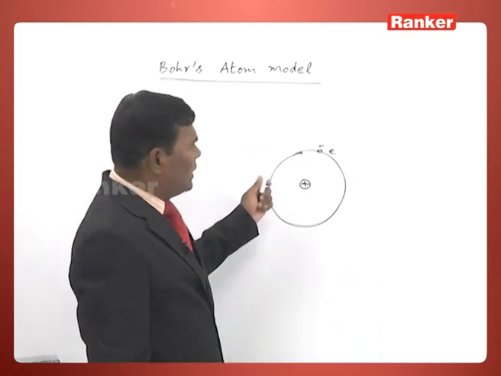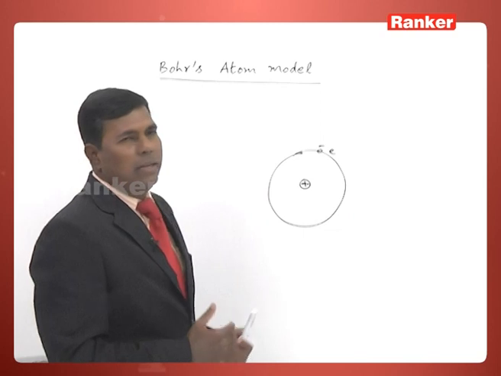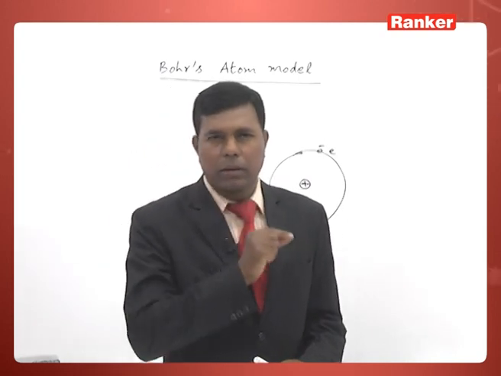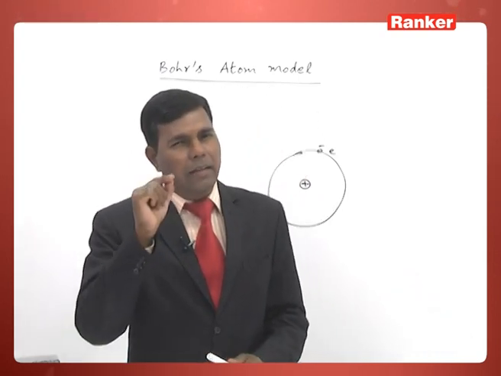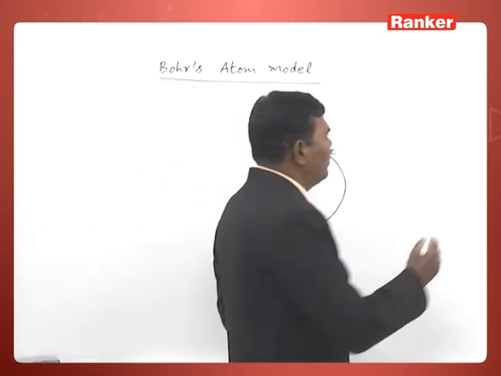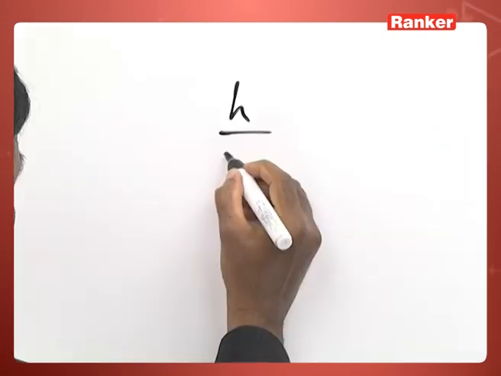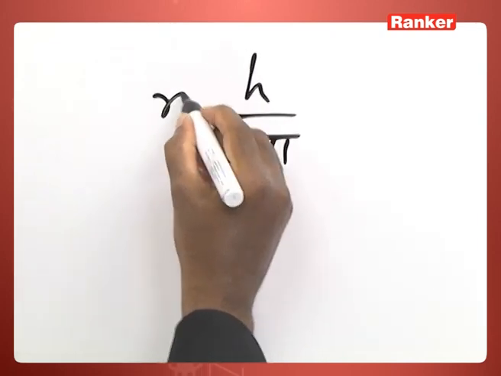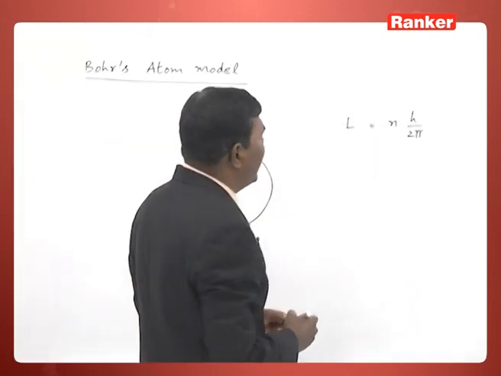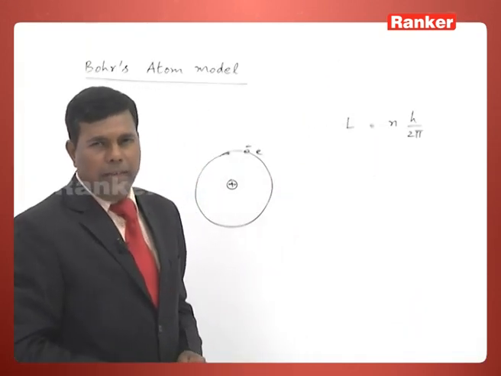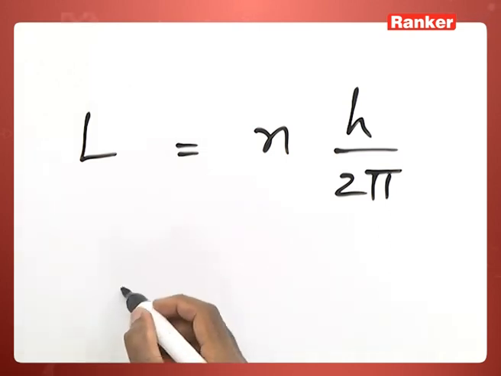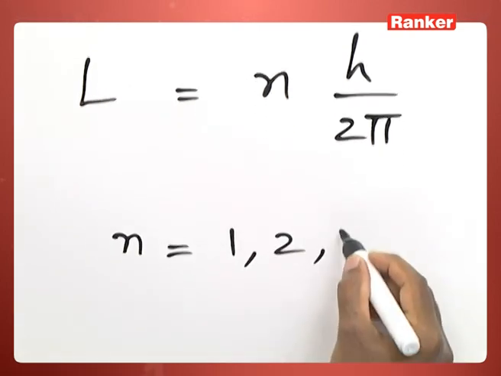Then how can we define that stationary orbit? That is also given by the atom model, which says that to define a stationary orbit, the angular momentum of the electron in that orbit should be an integral multiple of h by 2 pi. Here h is Planck's constant. If L is the angular momentum of the electron in the given orbit, then L should be equal to n times h by 2 pi, where n is an integer, any value 1, 2, 3 and so on.